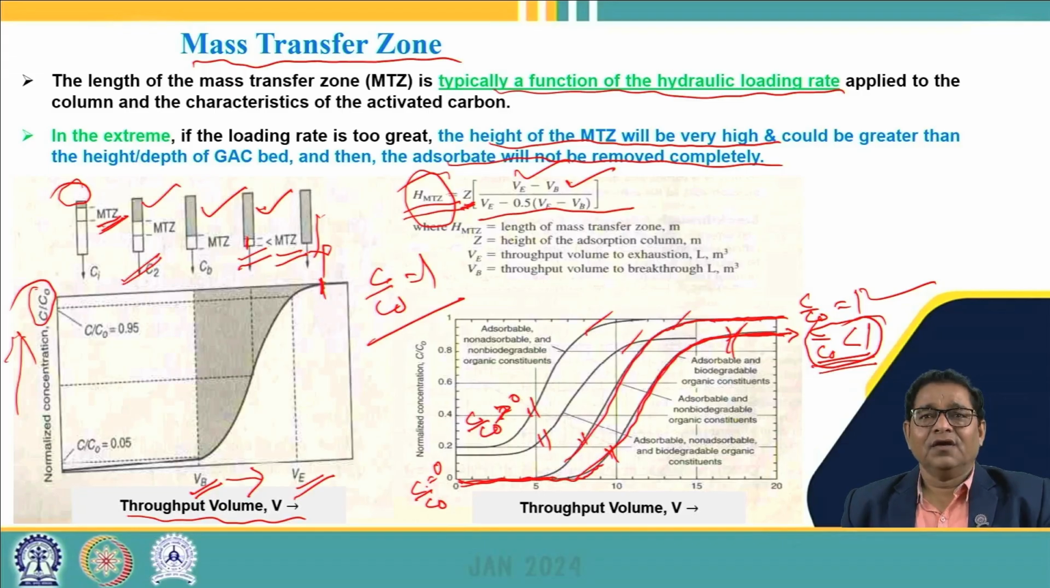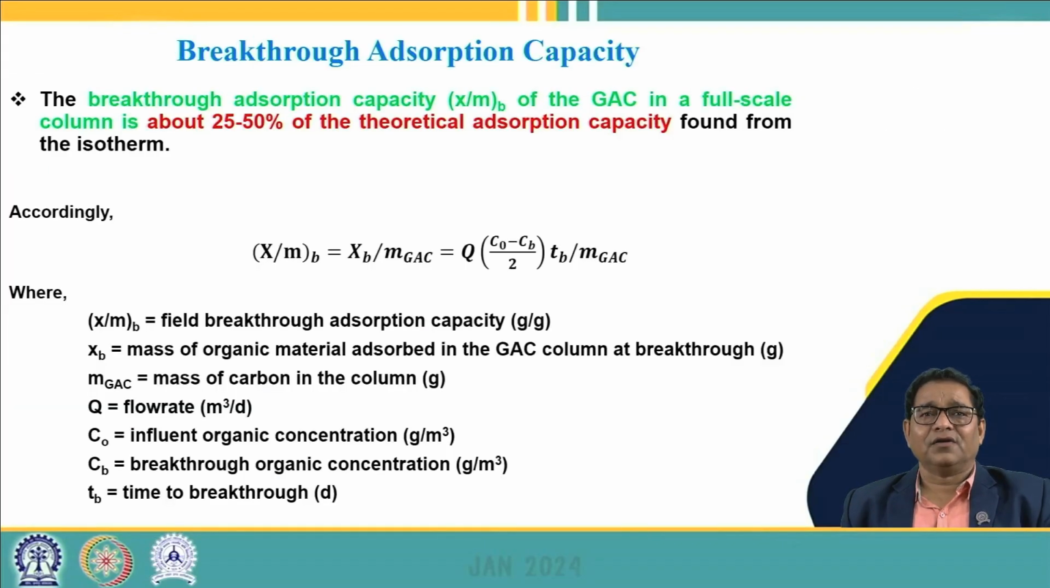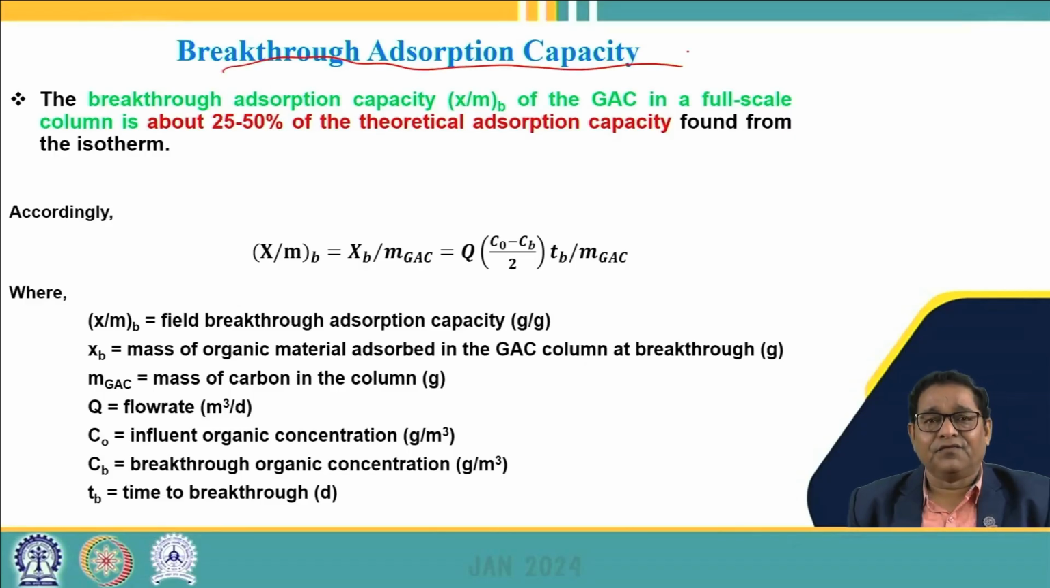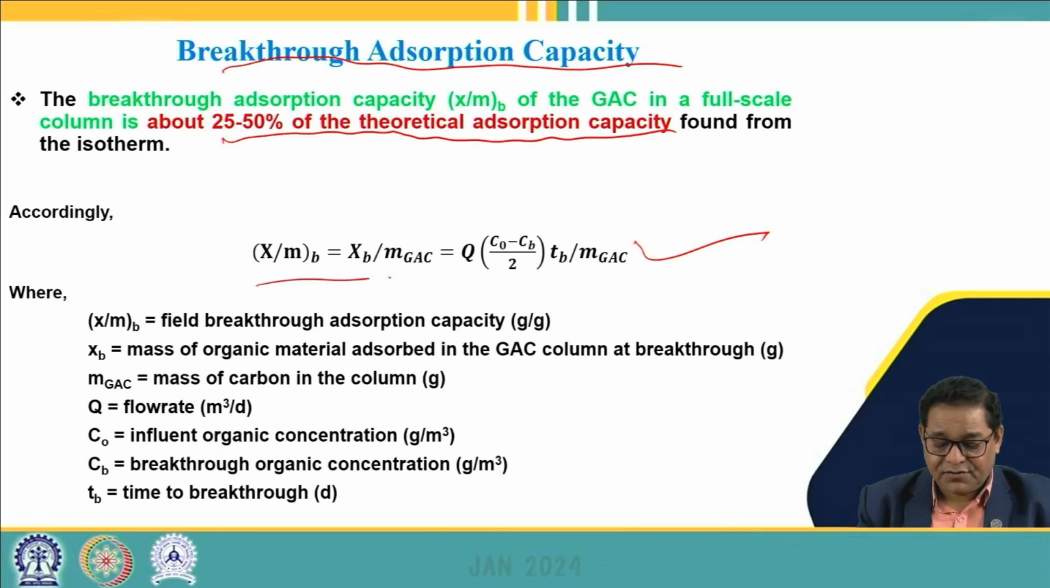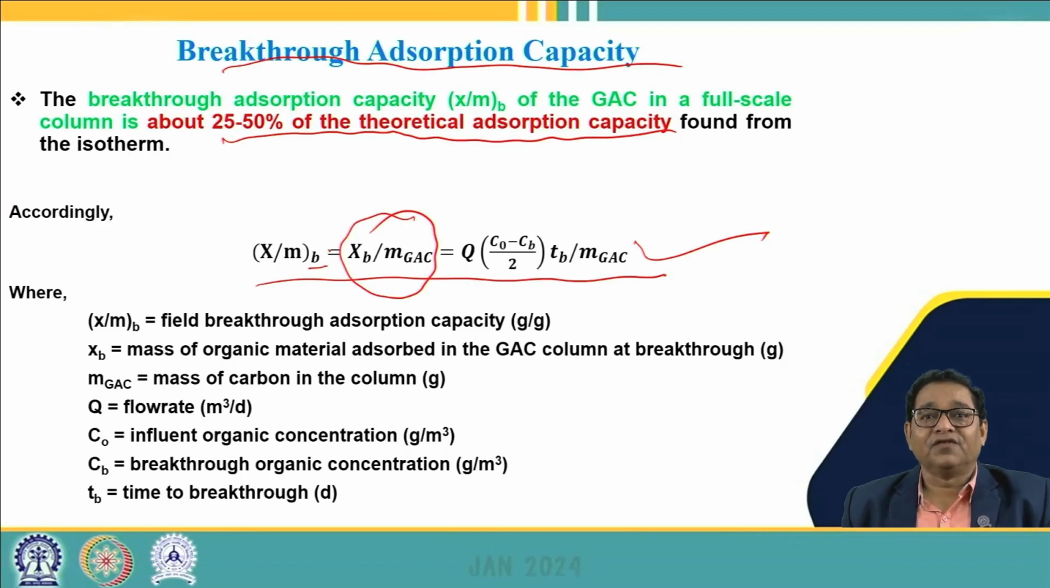So this is the different aspects of breakthrough. So finally, using this breakthrough, we find out the breakthrough adsorption capacity, which is basically 25 to 50% of the theoretical adsorption capacity, and this can be determined by using this formula where XB by M, that indicates basically the breakthrough adsorption capacity, which is equal to XB divided by mass of granular activated carbon, MGAC.